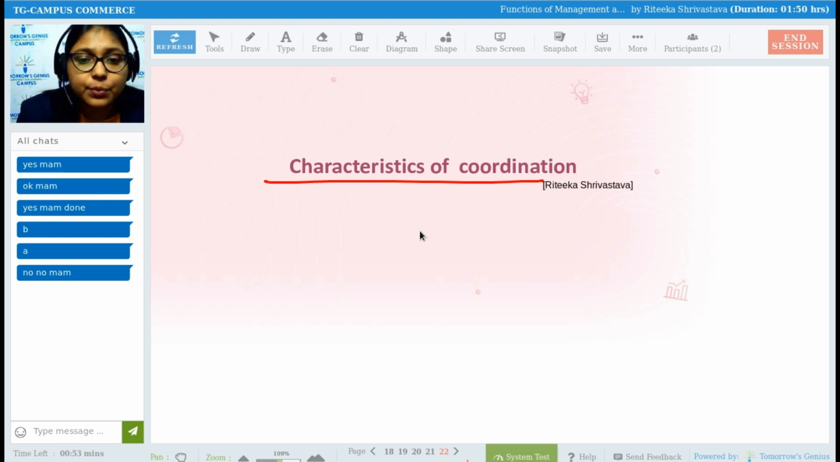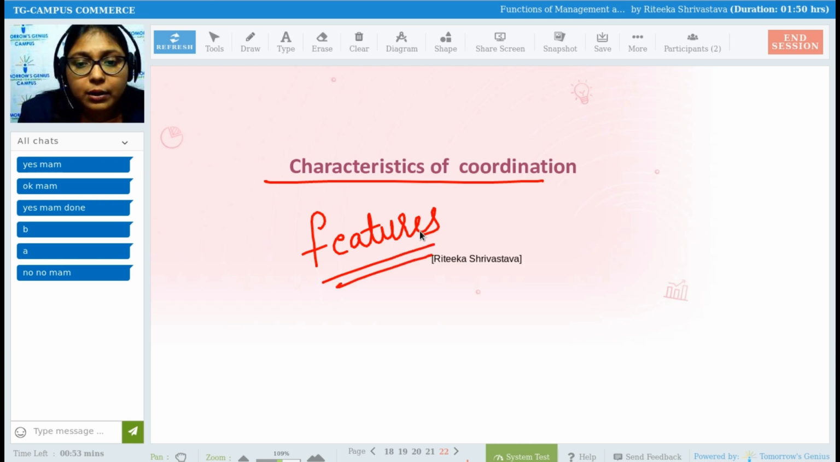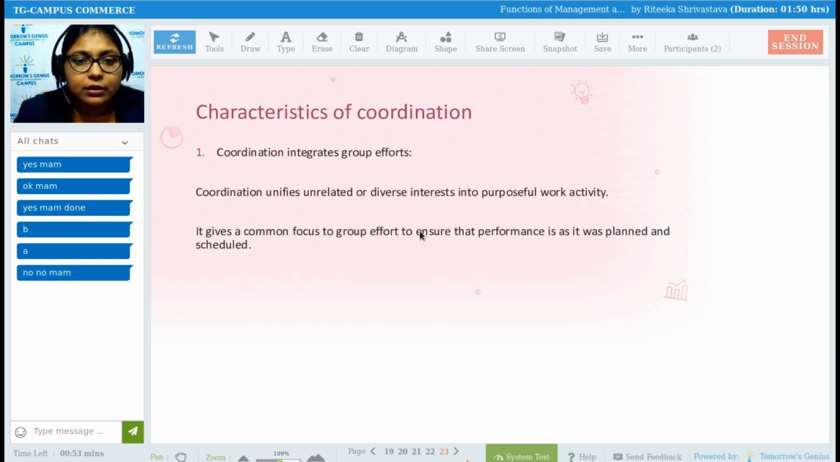Next, characteristics, very important. You can also call them features. What are the features of coordination? First, coordination integrates group efforts. With the name coordination only, we can come to know that it has to do something with a group. Different individuals come together, form a group and work together for achieving the same goal.